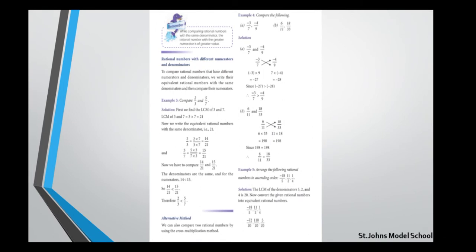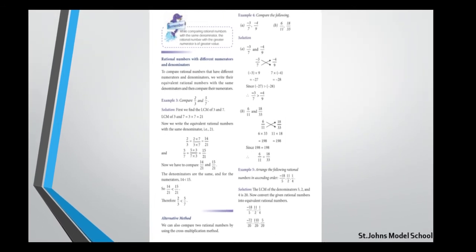Now the next method is cross multiplication. In the cross multiplication method, we have shown 2-3 examples here. First one, minus 3 by 7 and minus 4 by 9. After cross multiplication, we have minus 3 into 9 is minus 27, and 7 into minus 4 is minus 28. Naturally, minus 27 is greater than minus 28, hence minus 3 by 7 is greater than minus 4 by 9. Now go through the other examples also.